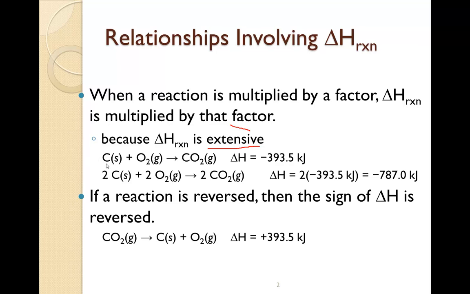So for instance, if we take carbon and oxygen and combine it to make carbon dioxide, it gives off 393 kilojoules. However, if we then multiply that by 2 and have twice as much carbon, we have to multiply that by 2 as well. If the reaction is reversed, then the sign of delta H is reversed. Notice it's negative here. Once we reverse that chemical equation, carbon dioxide is breaking down to carbon and oxygen. It becomes a positive.